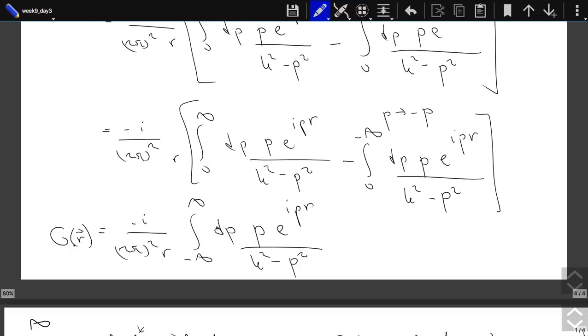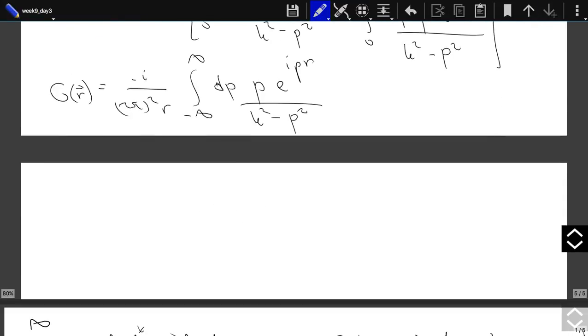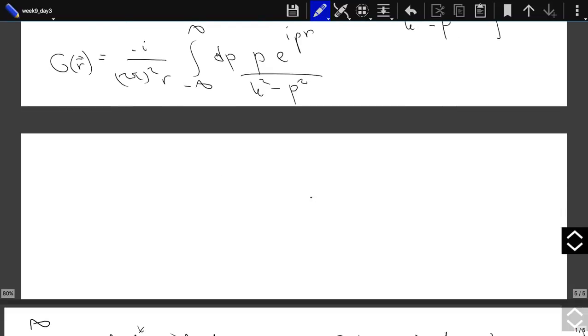So the integral has two poles. One when p is equal to k, and another one when p is equal to minus k. So that we have to somehow get rid of. You see, this is a solution of our differential equation. But if we add, let's say, well, let me just draw it like this.